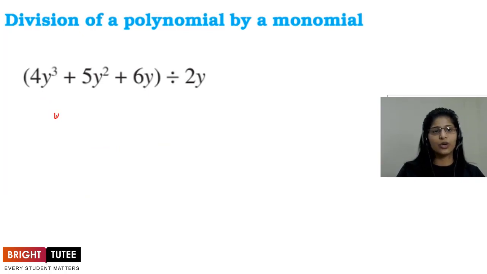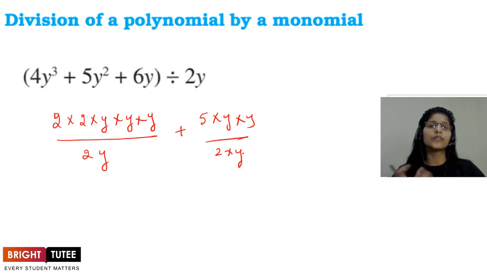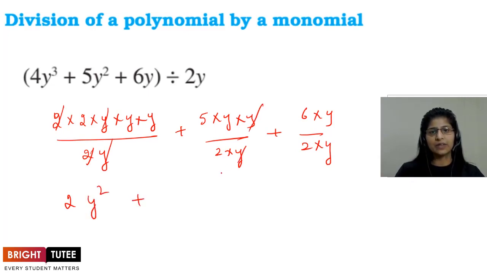So 4y cube can be written as 2 into 2, that is 4, and y into y, right? And it is upon 2y. Then plus 5 into y divided by 2 into y. That means we are going to write all the factors of that term, right? Plus 6 into y upon 2 into y. So just see, 2 and 2 got cancelled, we are left with 2. Y and y got cancelled, so we are left with y square. Then same thing we are going to do here, 5 upon 2y plus y and y getting cancelled, 2 and 6 getting cancelled, 3. So this is the another method that we have.